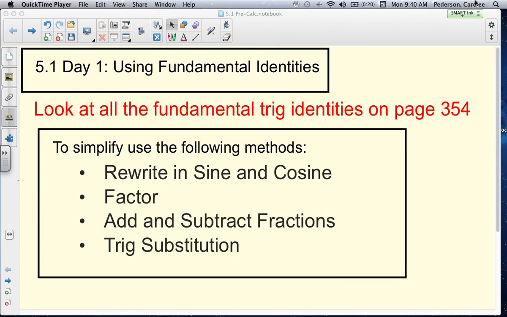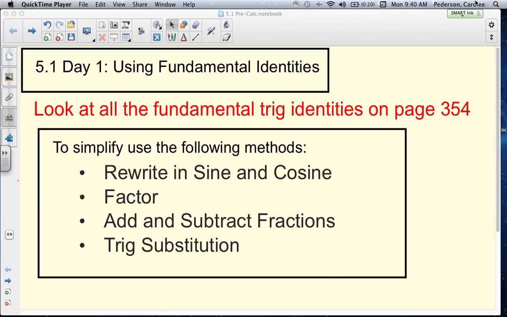Here's 5.1, day 1, using the fundamental identities. If you could open up your books to page 354, there are some identities that you already have in your notes. Later on in the lesson is when I'm going to have you write down the rest of the identities, but we'll refer to them on page 354.